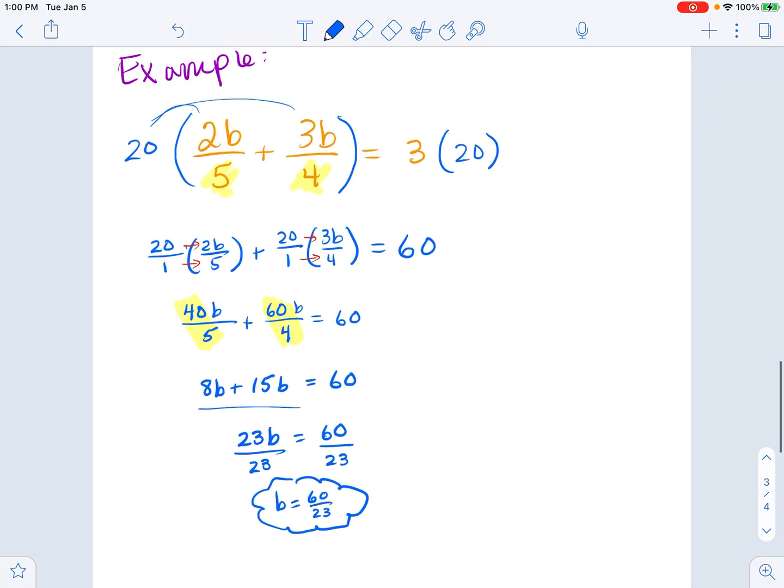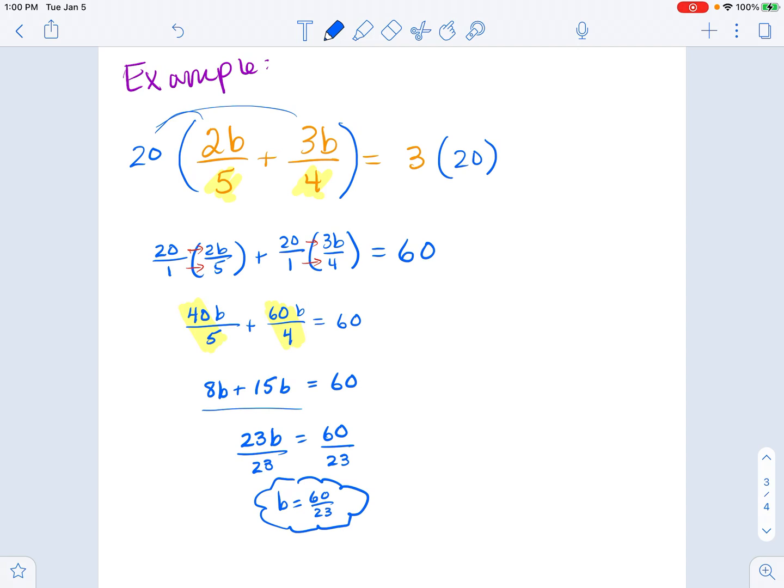Since our original problem was made up of fractions, let's just keep the answer as a fraction. That's really called keeping the integrity of the problem. And we do that a lot in math. So, for example, if we had a problem with decimals in it, then we would keep our answer in decimal form. And if we had equations that had fractions, we would keep our answers in fractional form.